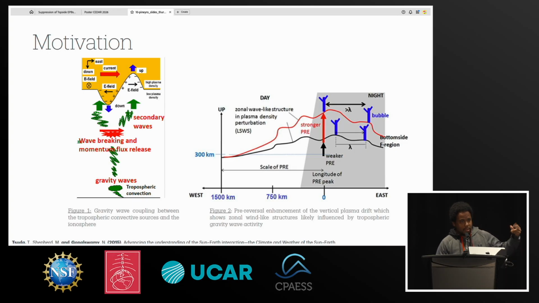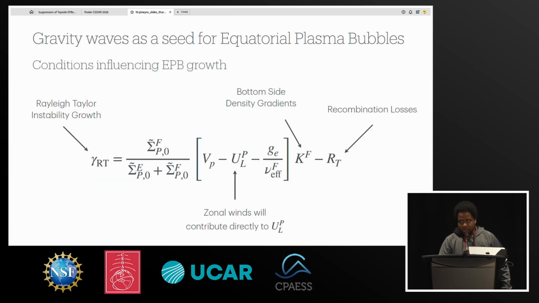Sometimes they break and they can release smaller scale or secondary gravity waves, and they deposit momentum as well. They make their way even further up into the ionosphere, and then we have these large-scale wave structures which are similar to the gravity waves, which then are enhanced by Rayleigh-Taylor instabilities. This is the only equation I'll show, I promise, but the Rayleigh-Taylor instability growth is affected by the neutral winds, especially the zonal winds, which make their way into several parts of this equation.